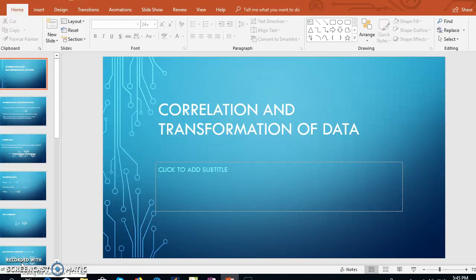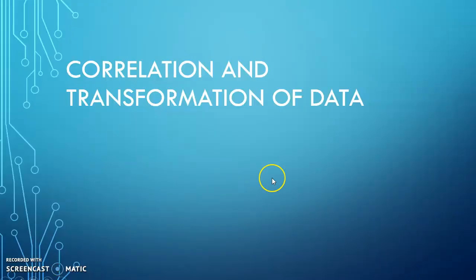Today I want to discuss a topic called correlation coefficient and the transformation of data. How does transformation of data affect the correlation? So to start off, let's take a look at this PowerPoint that I've created.